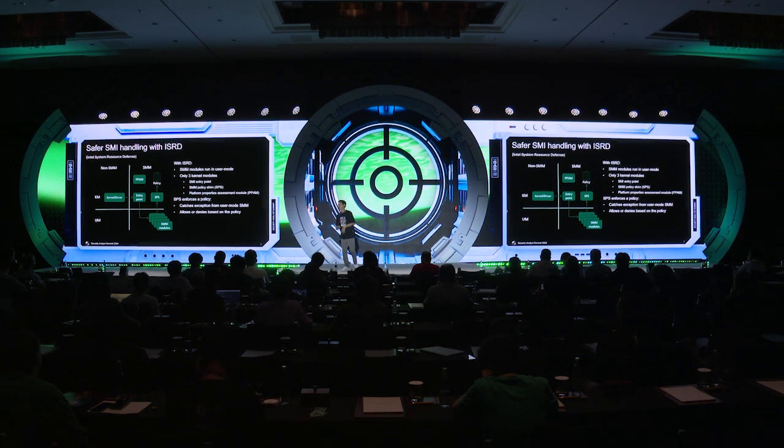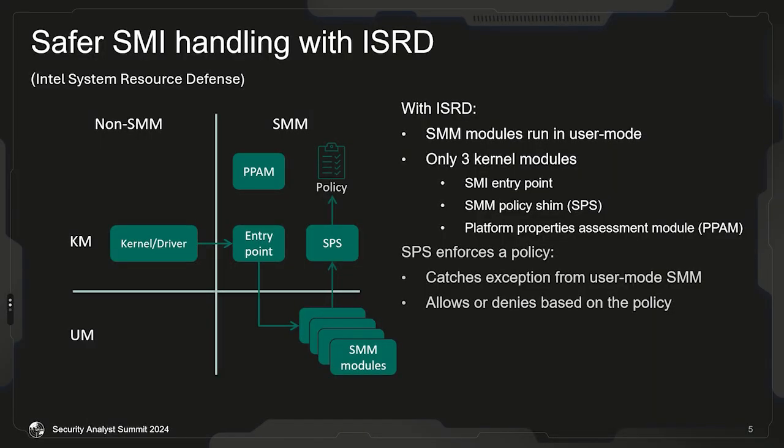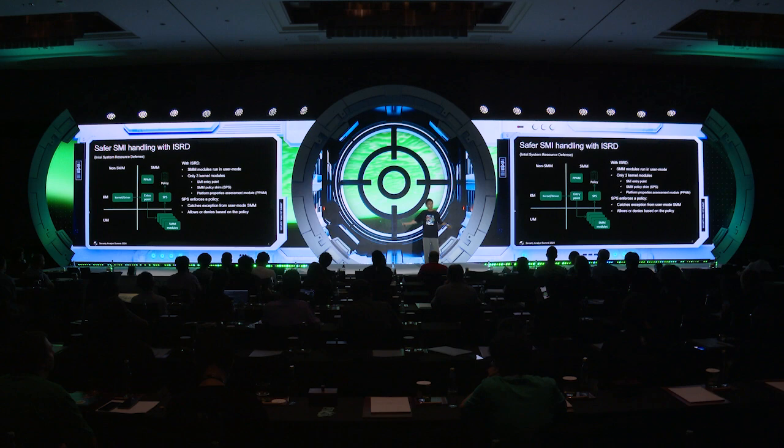Then SPS, the other module running in kernel mode, will catch the exception and consult the policy there, checking if that operation should be allowed for the user mode SMM or not. And if that's allowed, the SPS will perform the same operation on behalf of the guest, on behalf of user mode SMM, and return the result. If the operation shouldn't be allowed for the user mode SMM according to the policy, the system will basically reset.